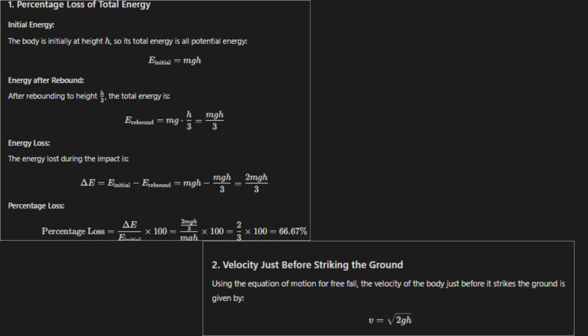Here apply the formula: energy equals mass times gravity times height. After rebounding to height h by 3, the total energy is mgh by 3. Energy loss is the initial energy minus the final energy, which is 2mgh by 3. Percentage of loss is 66.67%, and velocity just before striking the ground, using the equation of free fall, is square root of 2gh.